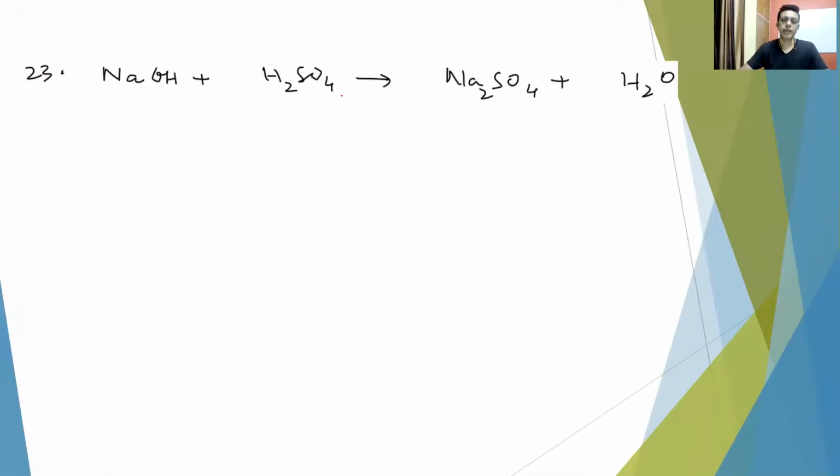Sodium hydroxide plus sulfuric acid gives sodium sulfate plus water. So here also we can take sulfate as sulfate only. So sulfate is balanced. 2 sodium, so place 2 here. Sodium is balanced.